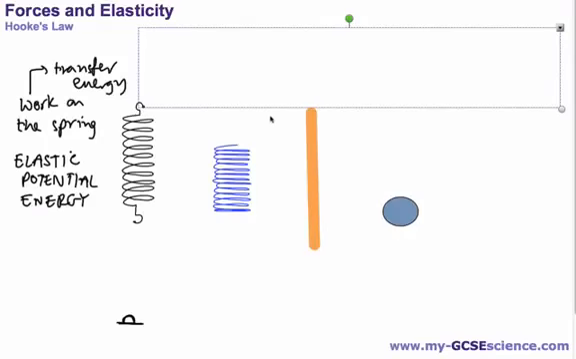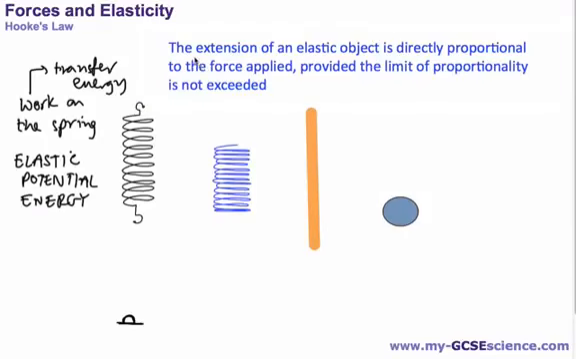Now, what is Hooke's law all about? Well, it's about this sentence here. It says the extension of an elastic object, often we use springs, is directly proportional to the force applied, provided the limit of proportionality is not exceeded. That sounds like quite a complicated sentence, but if we break it down, it just means the extension of an elastic object, so the amount of stretch of an elastic object, and often remember we talk about springs, is directly proportional to the force applied.